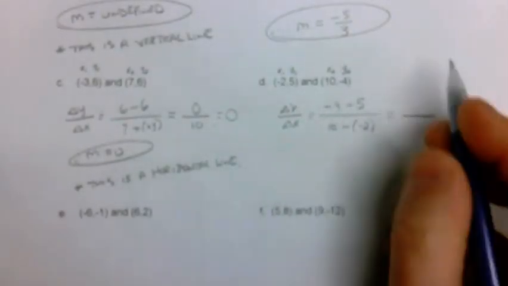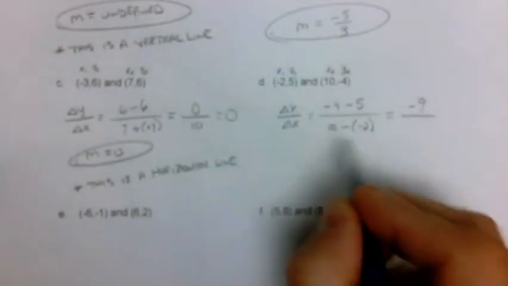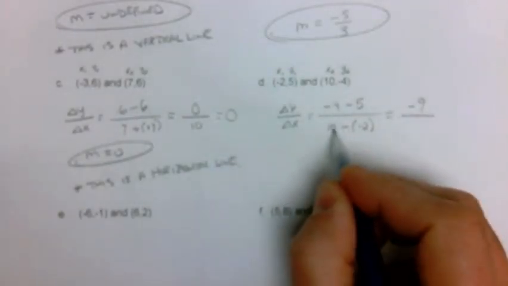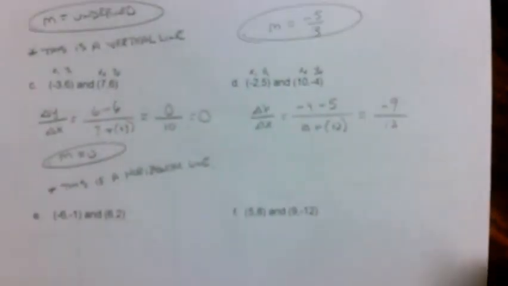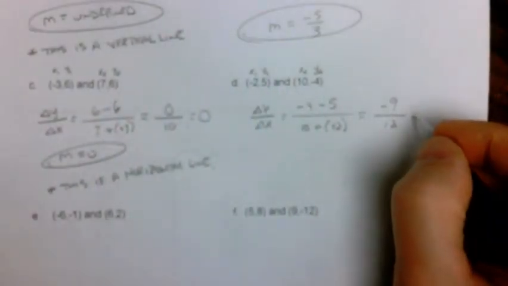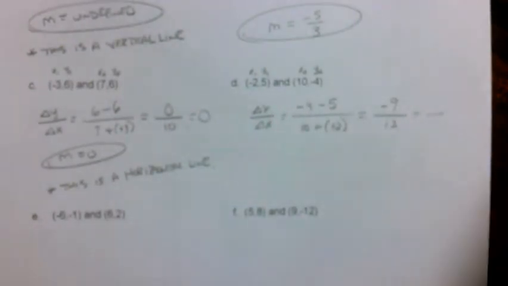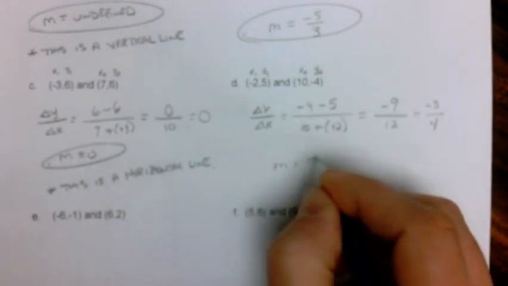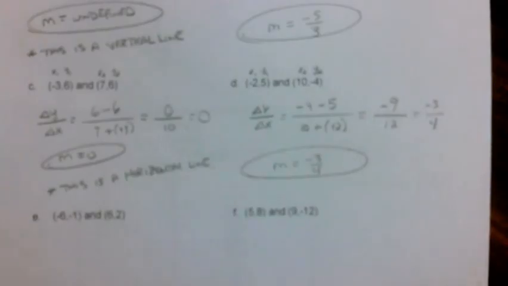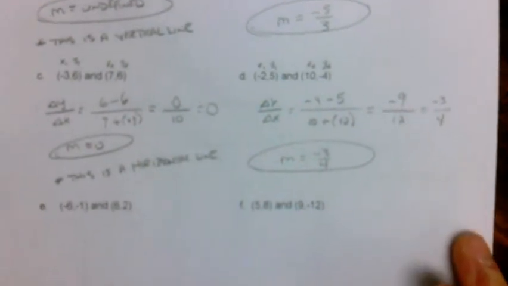Negative 4 minus 5 is negative 9. 10 minus negative 2 is 10 plus 2, which is 12. And so we have the fraction negative 9 twelfths. We can simplify that, though, down to the fraction negative 3 fourths. So the slope here, m equals negative 3 fourths. This line will again be decreasing as we move from left to right.